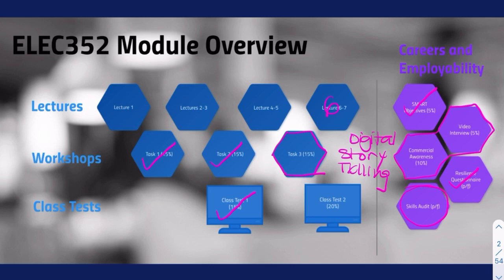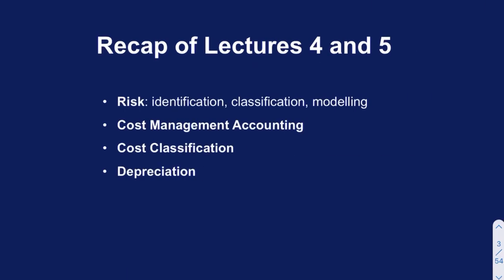Just a reminder of what we covered in lectures 4 and 5. We introduced the idea of risk, a risk register, and how to identify, quantify, prioritize, and model risk. We then introduced the idea of cost management accounting. We spoke about different types of accounting, different types of cost management, cost centers, and cost units. We spoke about classifying cost into prime costs and overheads, direct costs and indirect costs, and the loss in value that we refer to as depreciation. We spoke about the different models that we use to calculate depreciation.